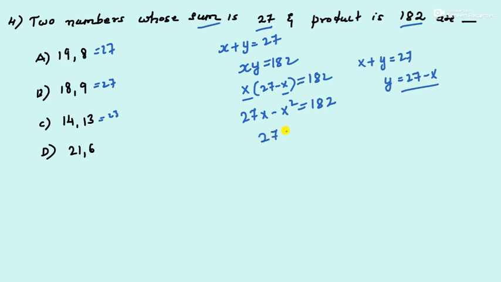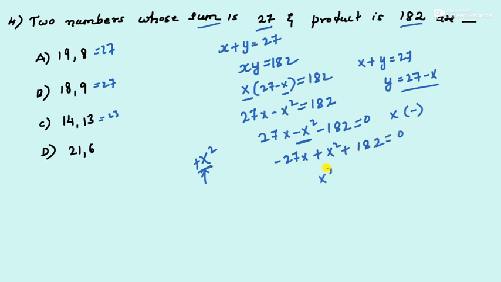So this becomes 27x minus x square. This comes to LHS, becomes minus 182 equals 0. Now this is minus x square. You should always keep in mind to maintain the coefficient of x square as positive. So what we are going to do, just multiply by minus. So this becomes minus 27x, this becomes plus x square, and this becomes plus 182. The sign will change. Now it is x square minus 27x plus 182 is equal to 0. Now this is a quadratic equation.